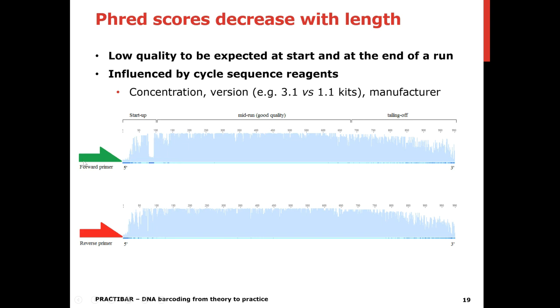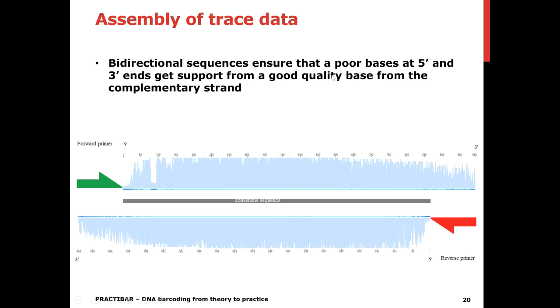And of course, in your forward read and your reverse read, you see the same thing. But if you assemble those by using bidirectional sequencing, then this poor region is on the other side, so the other trace file has good quality, and so in the end, if you make consensus sequences, you get nice sequences with good quality. Therefore, it's important to do bidirectional sequencing.